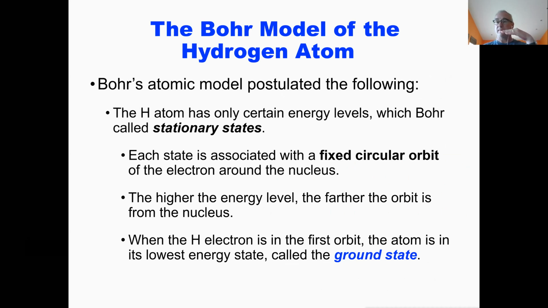So, hydrogen atom. Remember, this is only the hydrogen atom he was looking at. It has certain energy levels. So these are energy levels for electrons. I want to make that clear. This does not involve the nucleus. These are all electrons, because chemistry is all electrons. So he called these stationary states, these different distances from the nucleus. Each one has a different circular orbit.